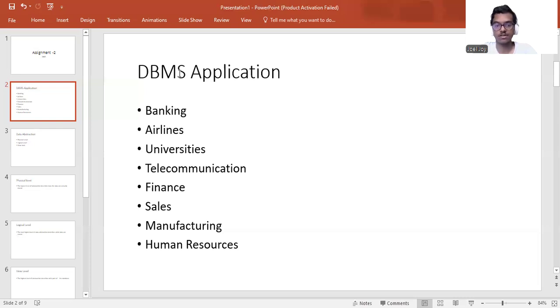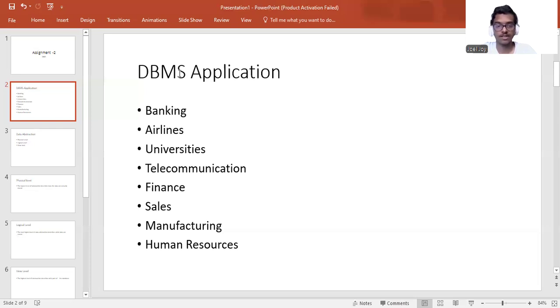The next is finance. DBMS plays a crucial role for the finance department by storing information about the holdings, sales, stocks, and the purchases of financial instruments such as bonds. The next one is sales for our customer product and purchase. Sales also comes under the finance in the application of DBMS.